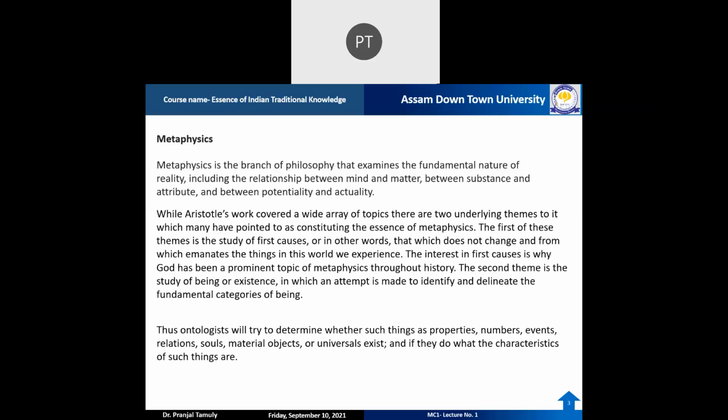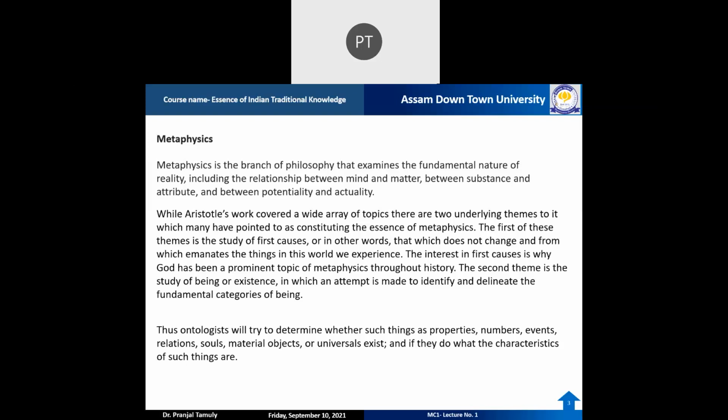One of the prominent grounds under metaphysics is ontology. Ontologists try to determine whether such things as properties, numbers, events, relations, souls, material objects, or universals exist or not, and if they do, what the characteristics of such things are.